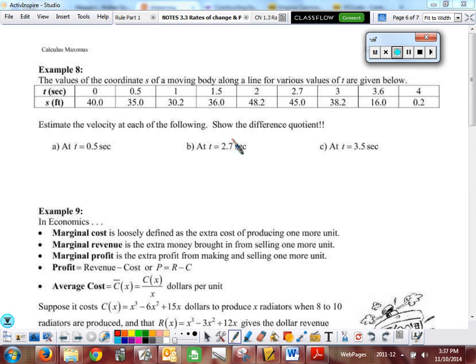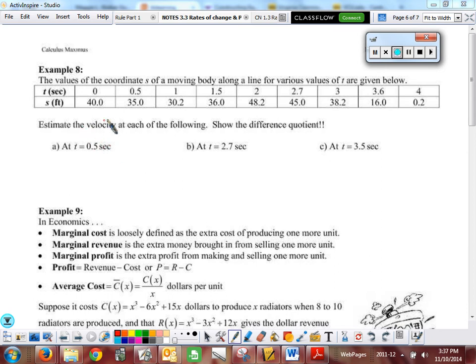All right, so the problem that we're looking at in example 8, we have the values of the coordinates s of a moving body along a line. Now, we don't really know whether the line is horizontal or vertical or diagonal or anything like that, but what we do know is its distance to the positive position or negative position, either forwards or backwards from some starting position. And so they're giving you the coordinate of it along the line in whatever direction that it traveled in. And they're asking you to estimate the velocity at each of the following.